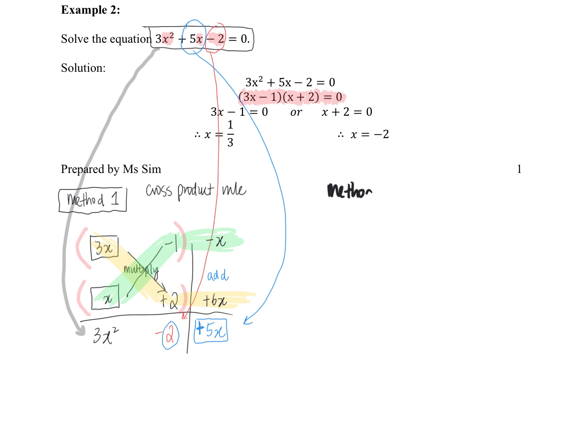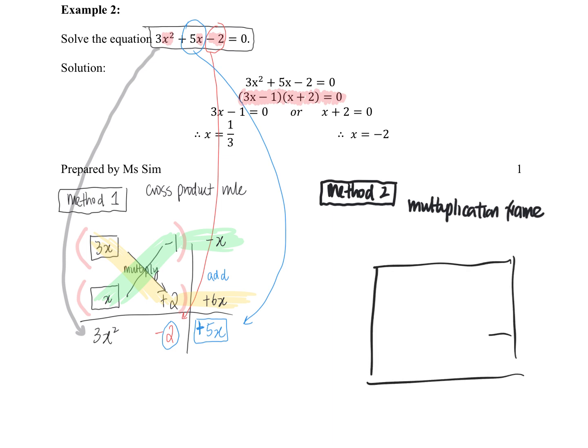Okay, second method is the multiplication frame. So you pick and choose what you like, multiplication frame. So basically, we make use of area model to help you. So the first number that you see here will go here. Okay? So how do we get an area of 3x squared? It must be 3x times x. Okay? That's why you get the area 3x squared. So you go by area model. Okay? Where does this number go? The negative 2 will go here. The small tiny box over there.